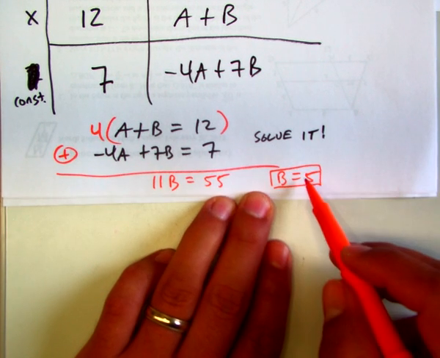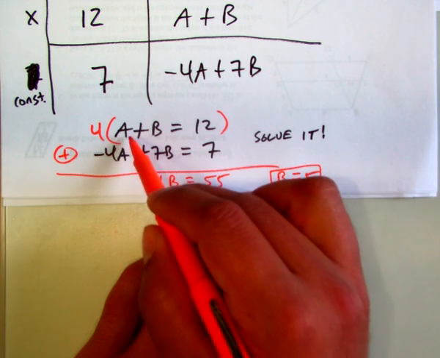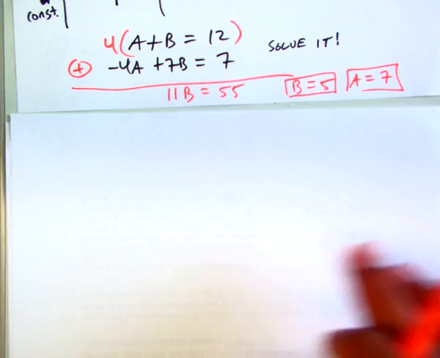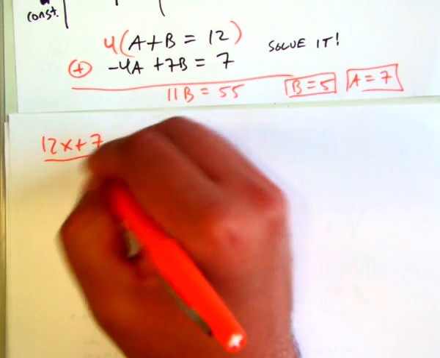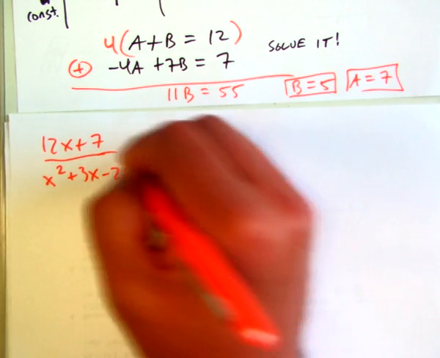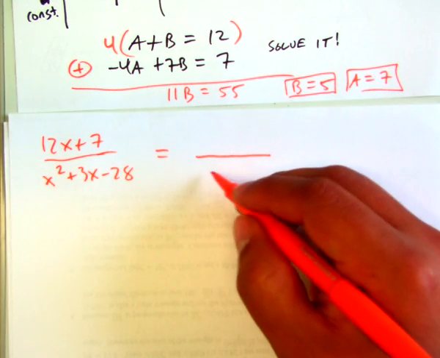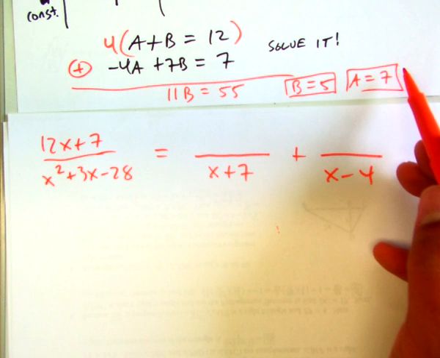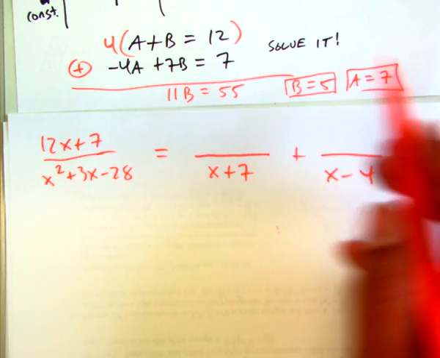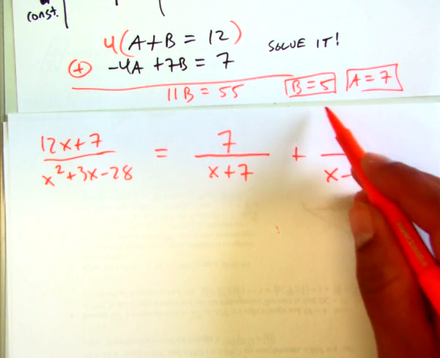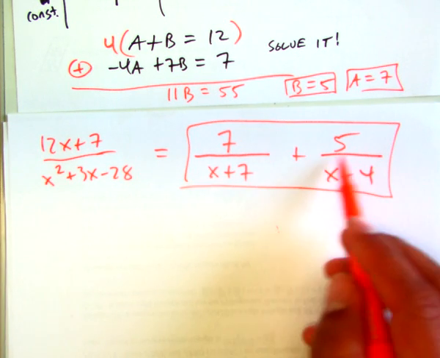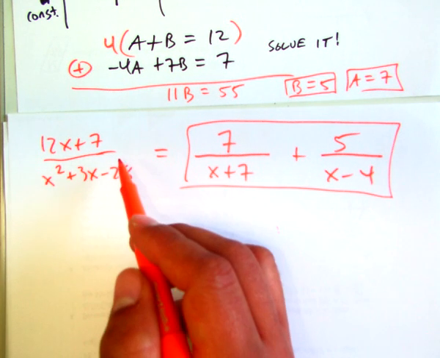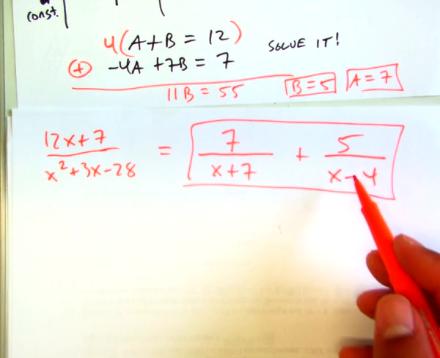And now you can quickly go back to the first equation. If B is 5, then you can see that A has to be 7. So this is actually pretty easy once you get it going. Your final answer looks like this: (12x + 7) over (x squared + 3x - 28). When we decompose it, we had x + 7 and x - 4. This numerator was A, which we found out was 7. This numerator was B, which we found out was 5. So these were the two fractions that had to have been added together to get this result. And if you look at the first example we did, that's exactly what the two fractions were.